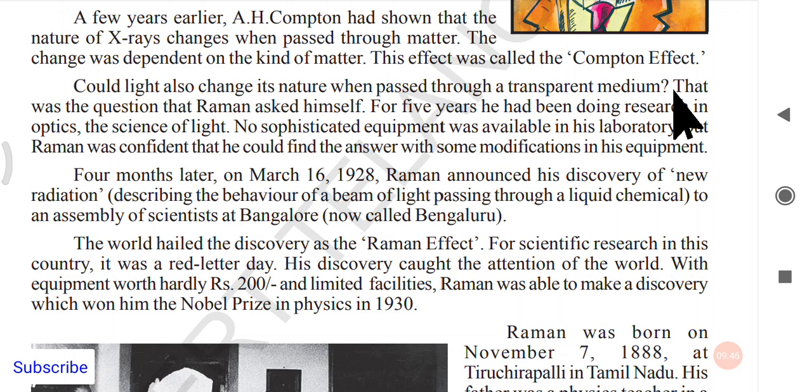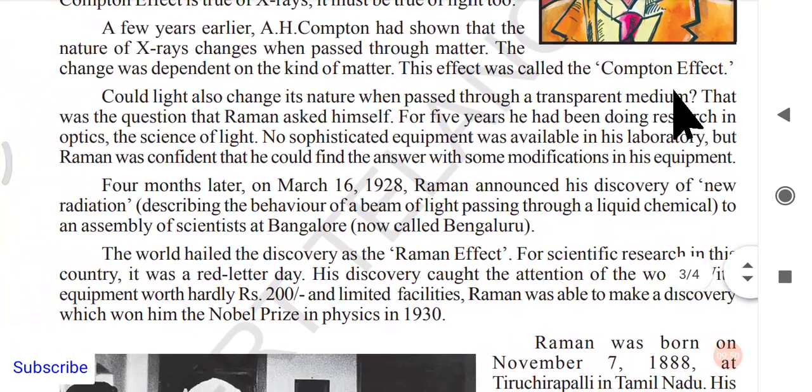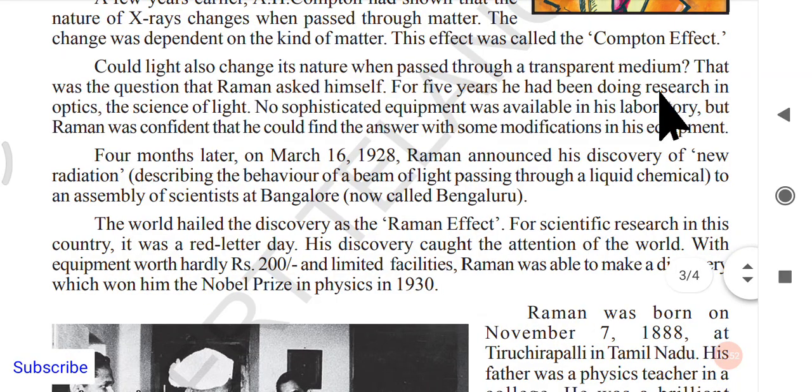Okay, so that is what C.V. Raman is trying to think. Okay, so that was the question that Raman asked himself. Okay, so C.V. Raman was thinking all this in his mind.